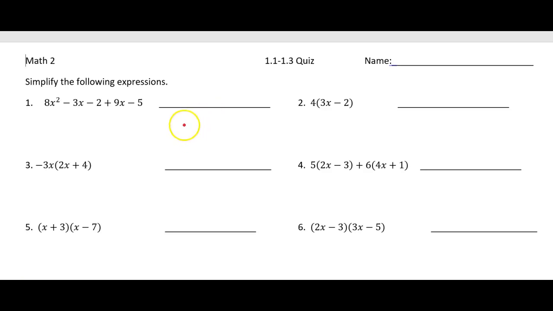So this video will go over the 1.1 to 1.3 video, where the first section was all about simplifying expressions. So let's take a look.